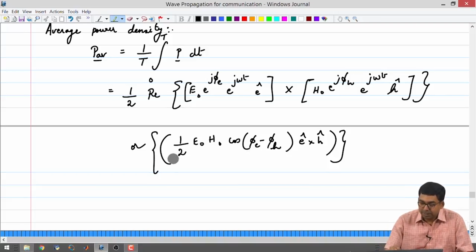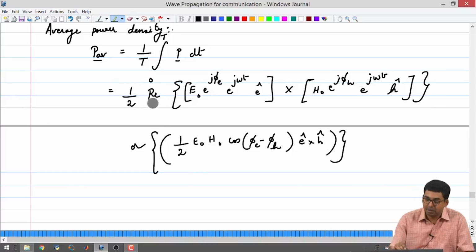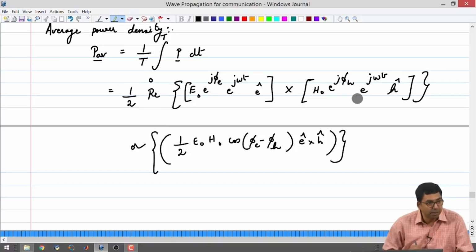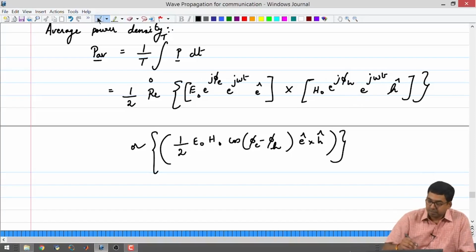So, here I have the expression for the average power to be half E naught h naught cos(phi e minus phi h), E cross h. So, I just cannot simply write this as half real part of E vector crossed with h vector, because that will never give me phi e minus phi h, it will only give me phi e plus phi h, which is not consistent with the derivation I just made. Which means that we need to make some adjustment to one of these quantities. The phase is not being calculated correctly.